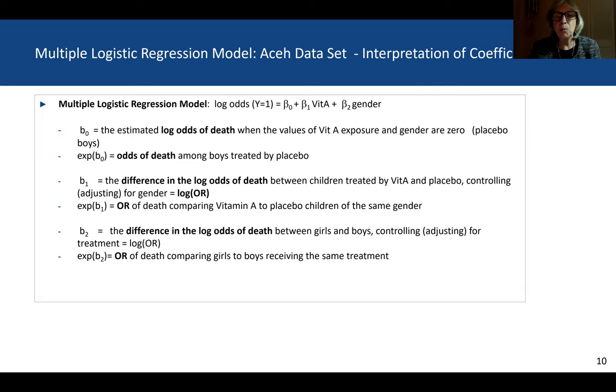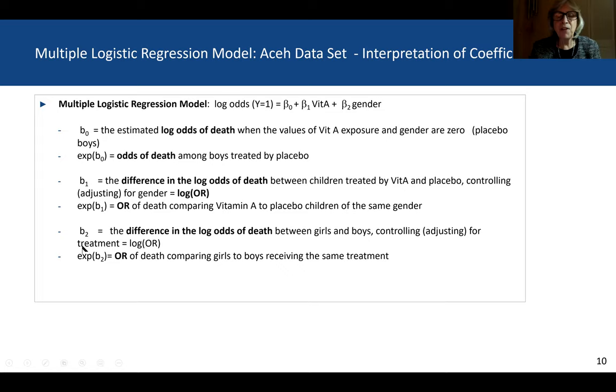b2, the estimate of the coefficient beta 2, the coefficient for gender, is the difference in the log odds of death between the group of gender coded 1, which is girls, and the group coded 0, which is boys, controlling for or adjusting for treatment. In other words, vitamin A status. b2 is a log odds ratio. And if we exponentiate b2, it is the odds ratio of death comparing girls to boys who have received the same treatment, meaning treatment is fixed.